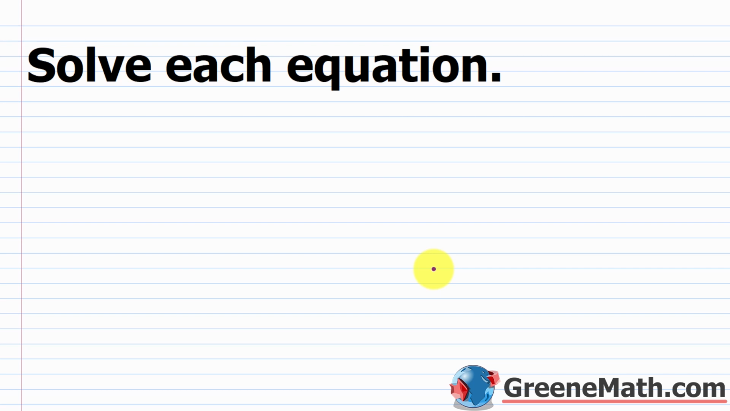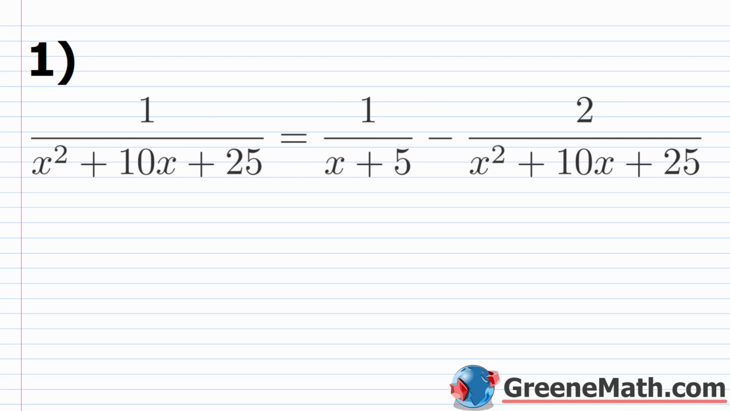All right, let's take a look at our practice test. We're told to solve each equation. And for the first problem, we're going to look at 1 over x squared plus 10x plus 25. This is going to be set equal to 1 over x plus 5, then minus 2 over x squared plus 10x plus 25.